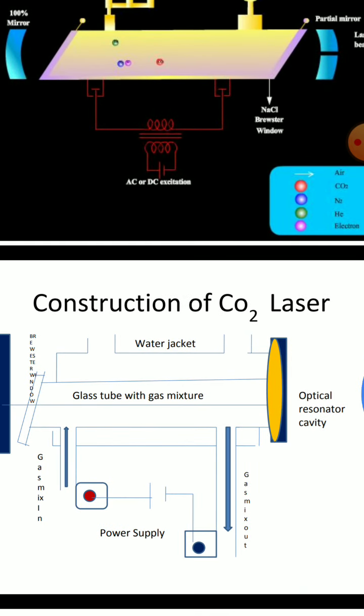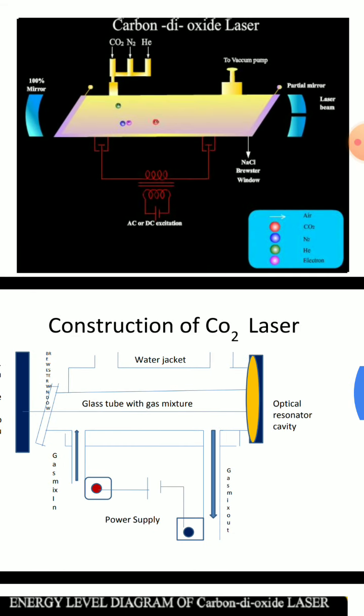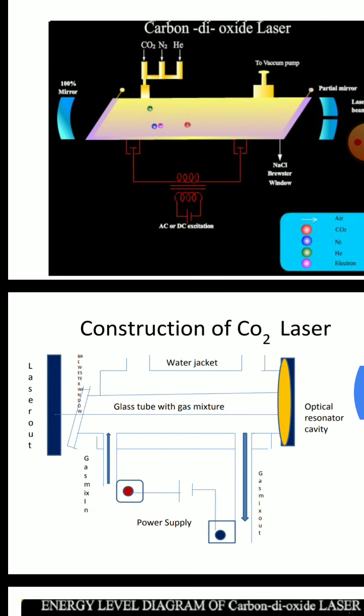This diagram is made by me to simplify. This is a glass tube, you can see, and the glass tube is connected with a water jacket to cool the glass tube. Then you have the optical resonator cavity and a Brewster window. This Brewster window is meant for the laser to come out in a polarized manner.